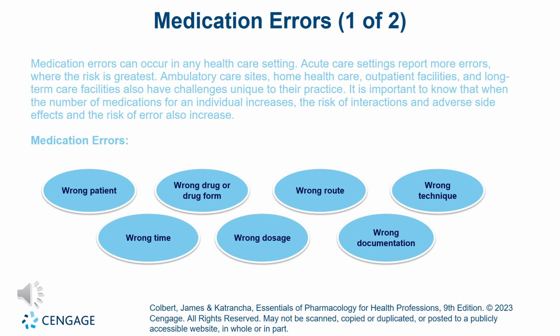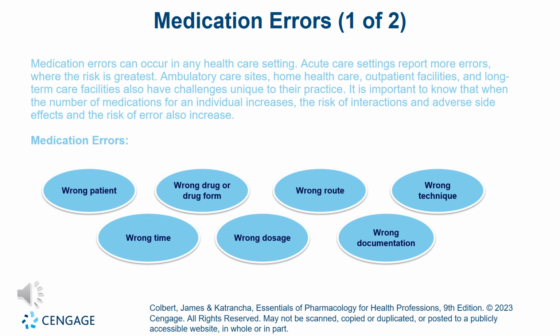Medication errors. Medication errors can occur in any healthcare setting. Acute care settings report more errors where the risk is greatest. Ambulatory care sites, home health care, outpatient facilities, and long-term care facilities also have challenges unique to their practice. It's very important to know that when the number of medications for an individual increases, the risk of interactions and adverse side effects and the risk of error also increase.